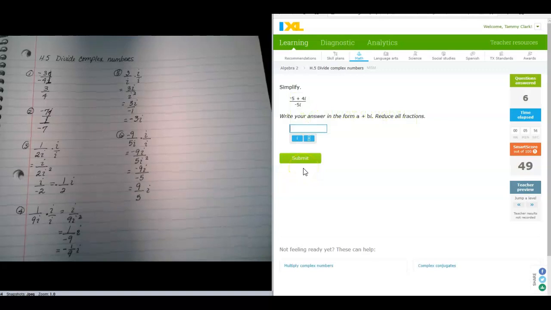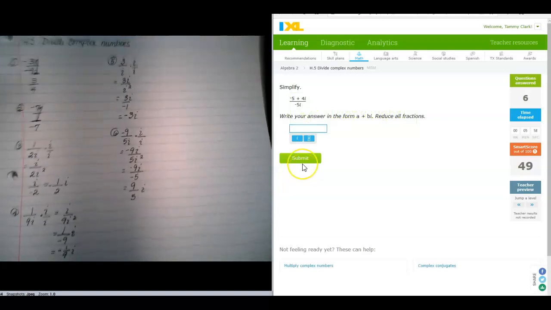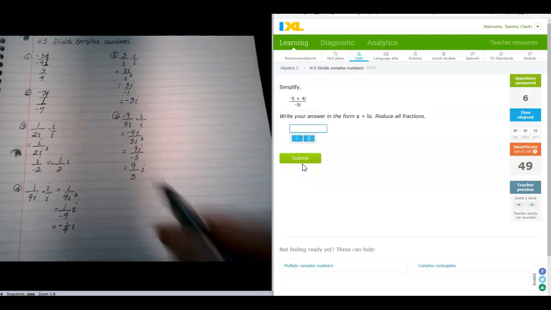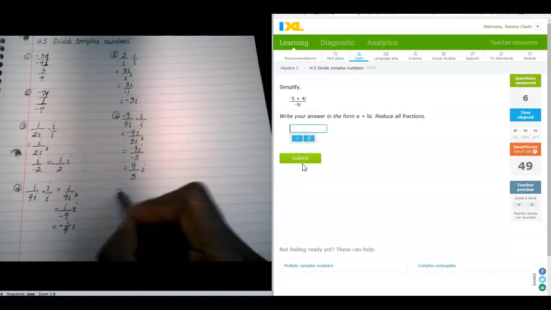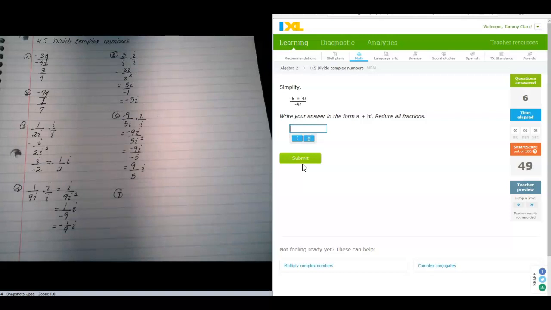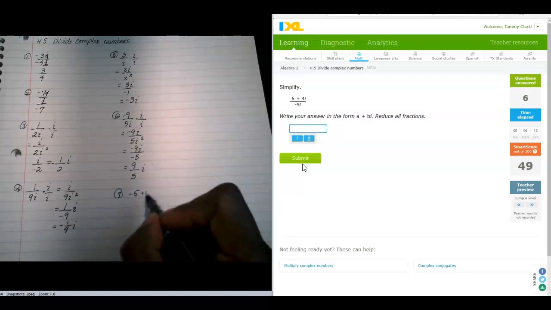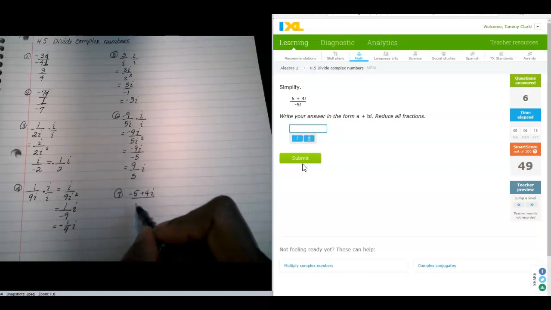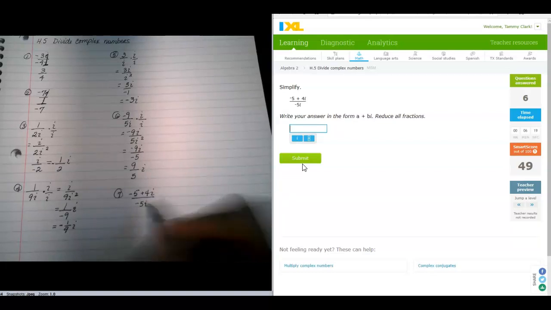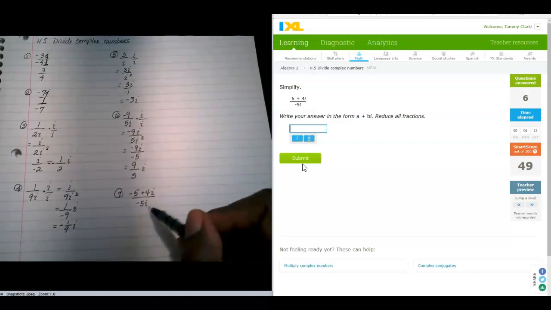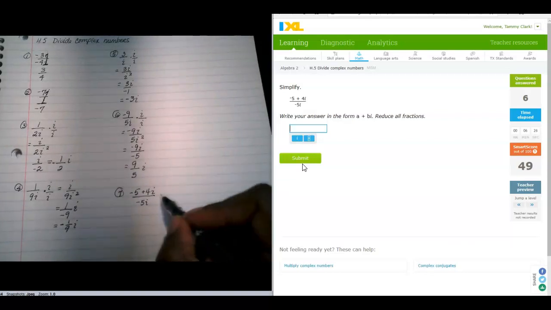All right, let's look at number 7. Now this one is a little bit different. If you notice, there's a binomial on top. In other words, we've got two terms joined together by a plus. So we are going to use our process that we've been using, but what's different about this is that we are going to have to distribute our I to both terms in the numerator.